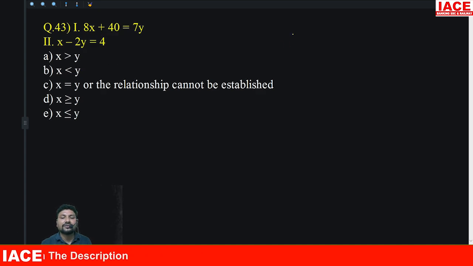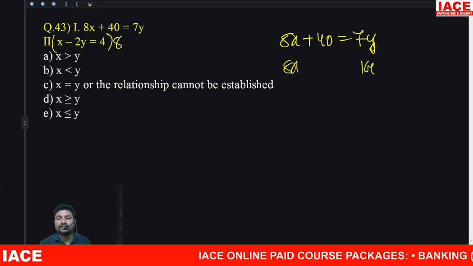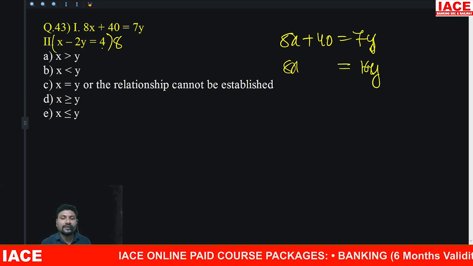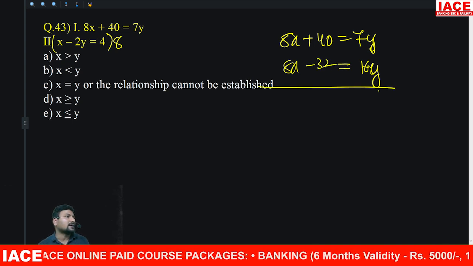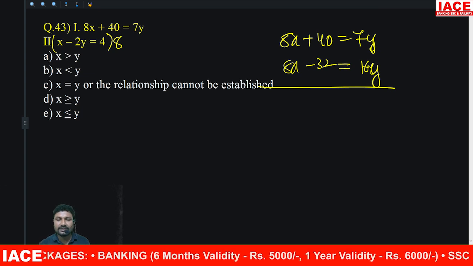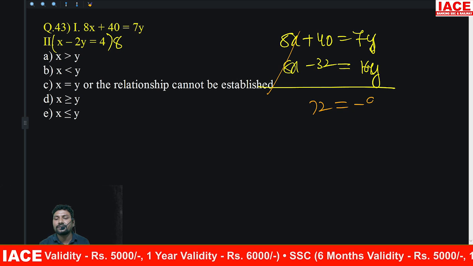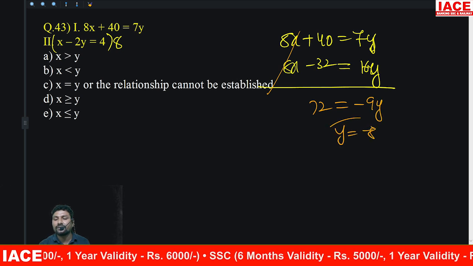Next, this is a linear equation. 8x plus 40 equal to 7y. And second equation totally multiply with 8. 8x into 8x and 8 2s are 16y. 16y and 8 4s are 32. Constant by constant, x by x, y by y. We'll write that. Then cancel the measurements. This is going to cancel and 40 plus 32 it is a 72. 7 minus 16y minus 9y. Then y equal to what is answer?